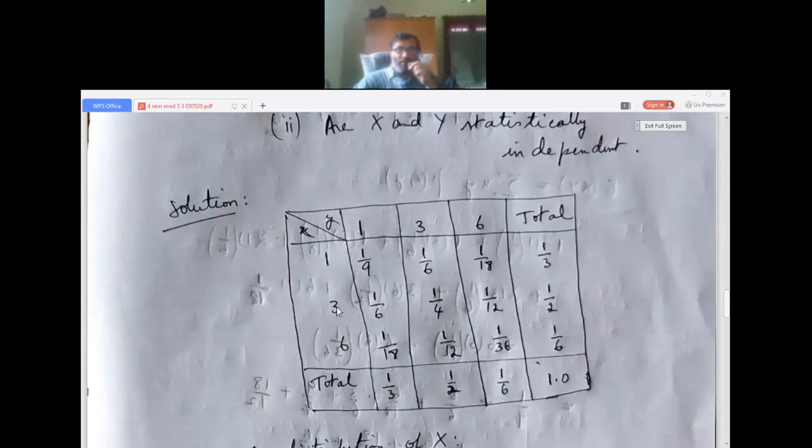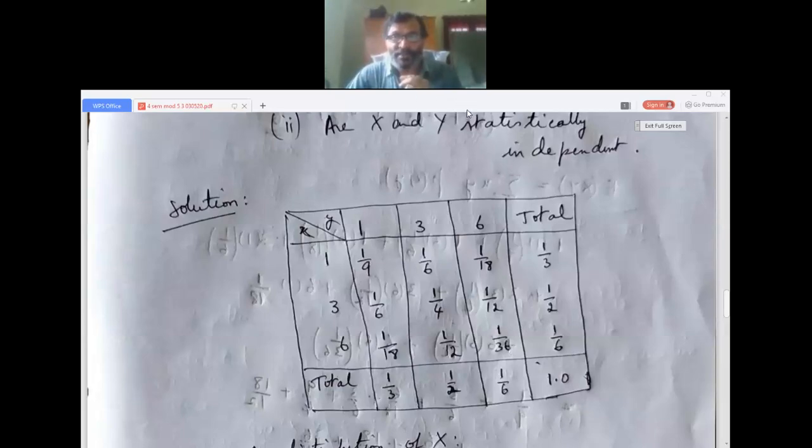Sigma xy P of xy means 1 into 1 into 1 by 9 plus 1 into 3 into 1 by 6 plus 1 into 6 into 1 by 18 plus 3 into 1 into 1 by 6 plus 3 into 3 into 1 by 4 plus 3 into 6 into 1 by 12 plus 6 into 1 into 1 by 18 plus 6 into 3 into 1 by 12 plus 6 into 6 into 1 by 36. This is sigma xy P of x comma y.